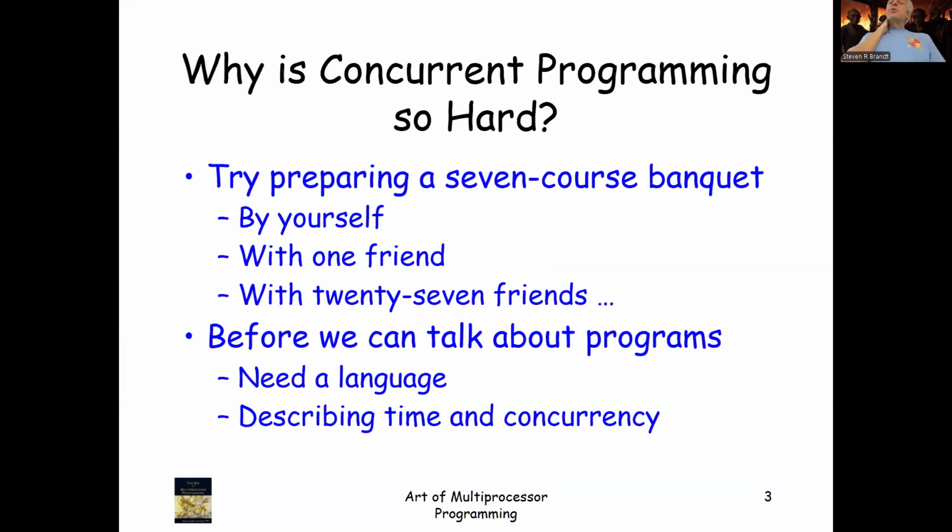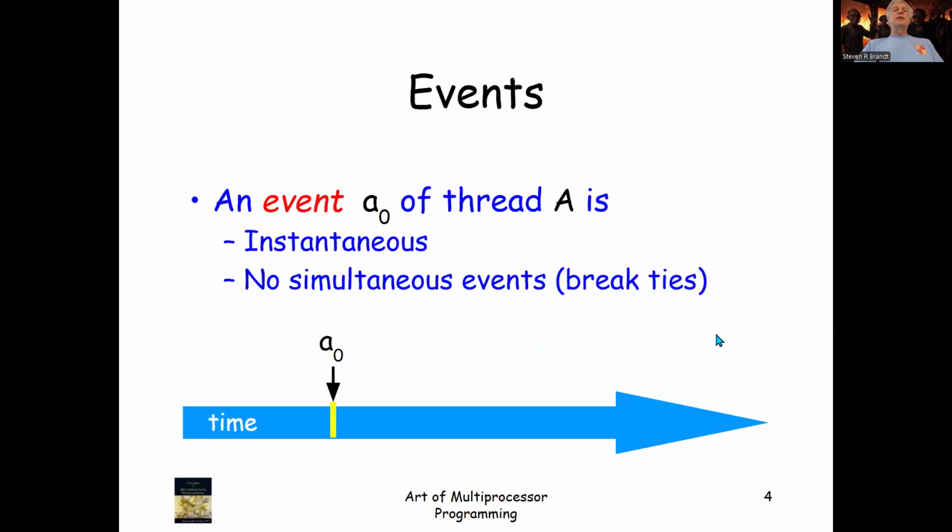Why is concurrent programming so hard? Well, I think you have a good feeling for it. The metaphor here is you're trying to prepare a 7-course banquet by yourself, with one friend, or with 27 friends. It's enough work that it's going to be too much for one, but organizing 27 people is not necessarily easy. And so before we can talk about programs, we need a language for them, and a way to describe time and concurrency.